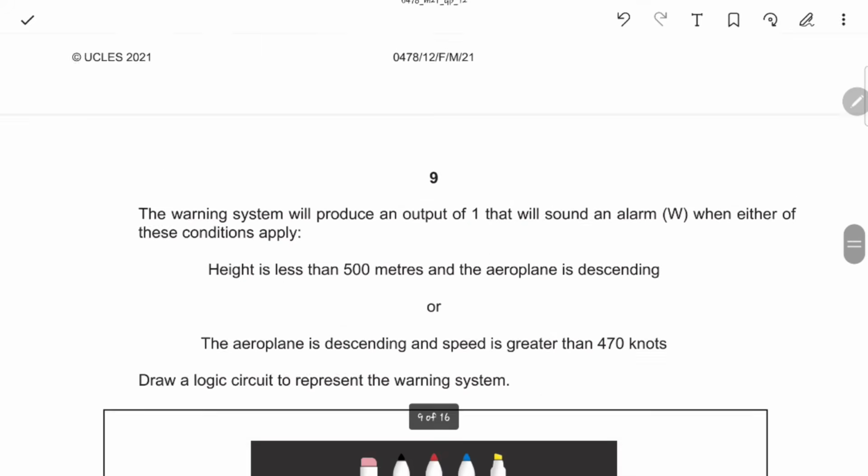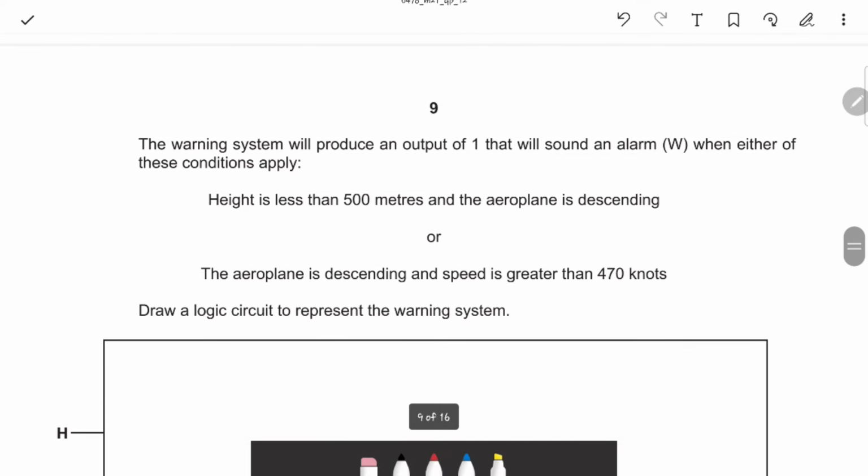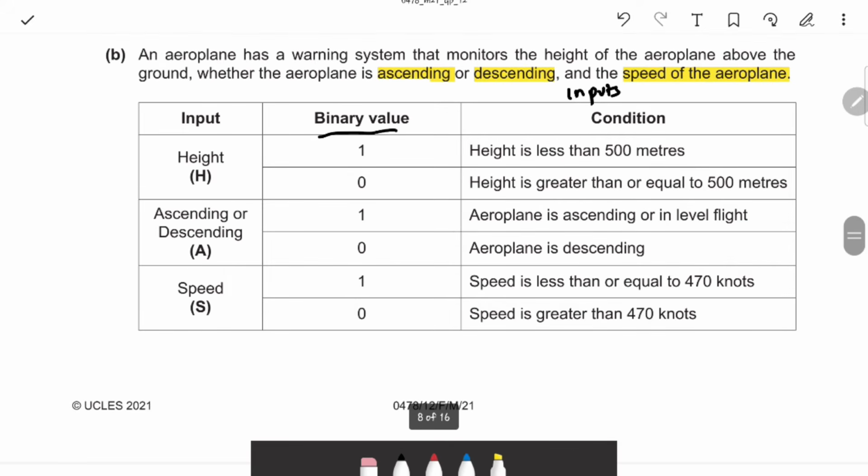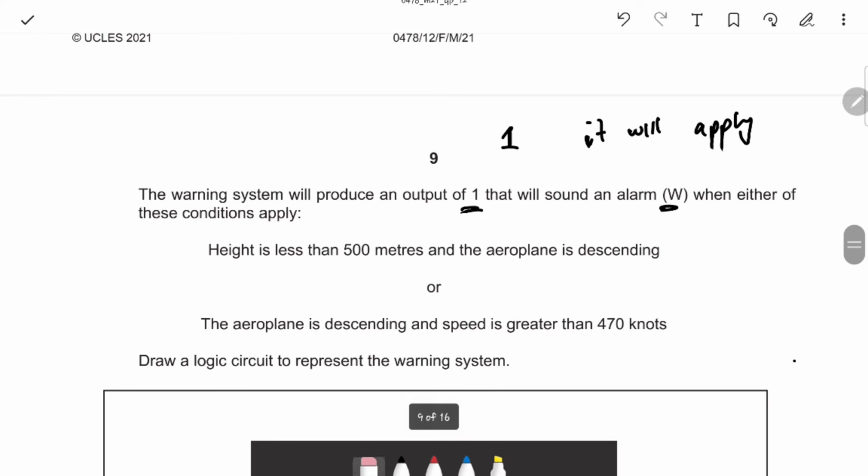Okay, so now let's read the statement. This is the most important part. This right here is the most important part. Let's read it. It says the warning system will produce an output of 1, which will sound an alarm W when either of the conditions apply. That means whenever it's 1, it will apply, meaning it will happen. If the output is 1, if this binary value is 1, it will happen. Okay, so now let's do it finally.